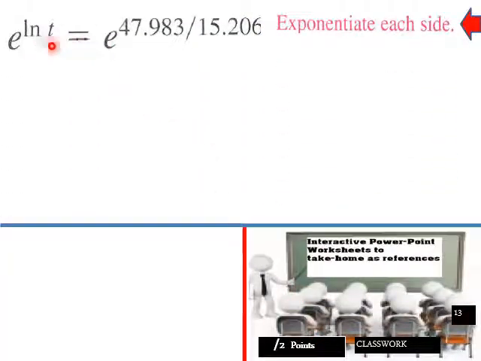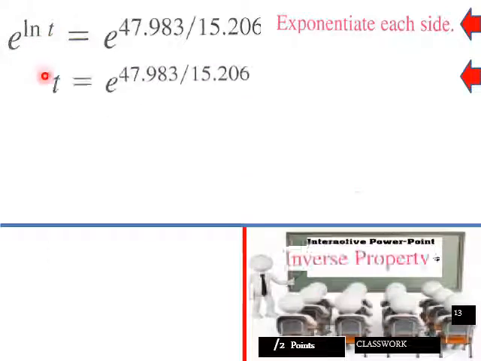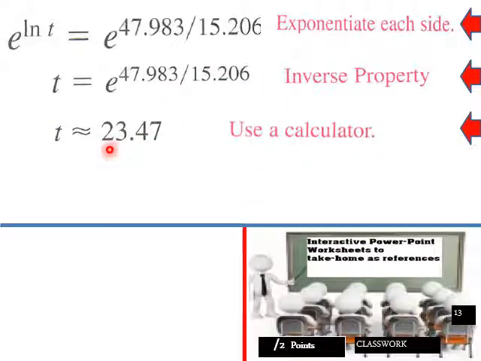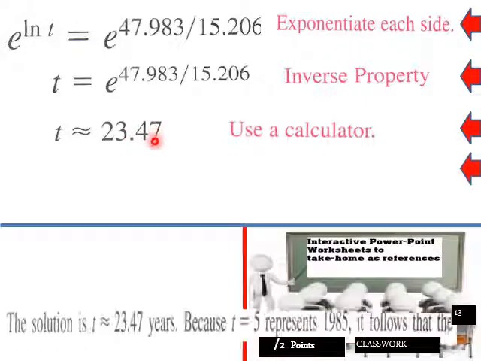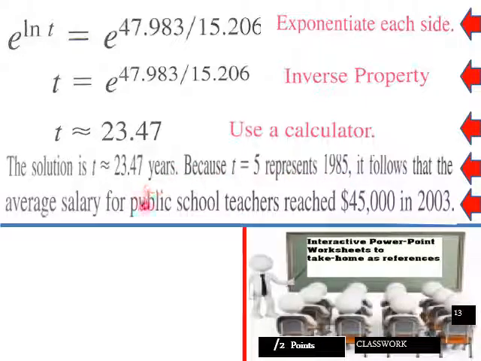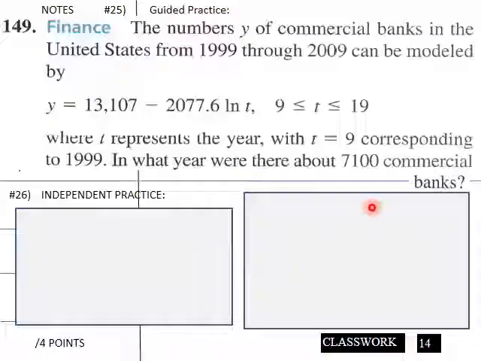And then we exponentiate both sides, e. So exponentiate each side. These will cancel here. So we have t equals this amount, 47.983 over 15.206. And then when we crank that out, we get 23.47. So it'd be 23.47 years, and because t equals 5 represents 1985, it follows that the average salary for public school teachers reached $45,000 in 2003.